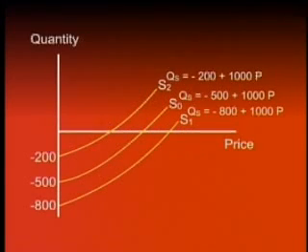Note that this will be drawn in QP space, not PQ space. So we have quantity supplied on the vertical axis and price on the horizontal axis. Using regression analysis, values can be estimated for C and D. Thus, an actual supply equation might be something like Qs equals minus 500 plus 1000P.